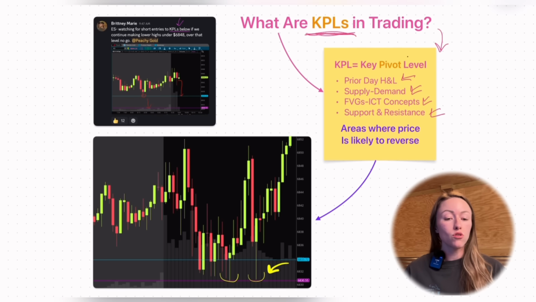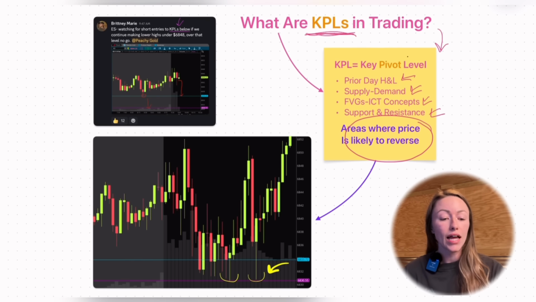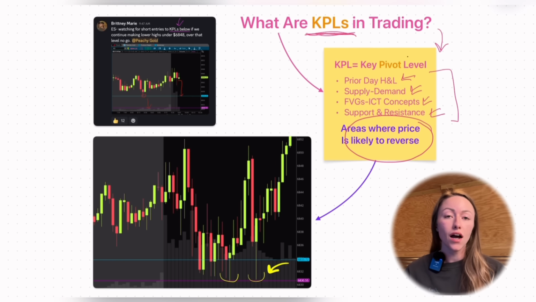All traders use pivot points and KPLs in different ways based on whatever trading strategy they have adopted or relate best to. So you're basically looking for areas where price is likely to reverse. Now, my KPLs are something that I've spent years and years perfecting and developing. I do a mixture. Sometimes I do include some of these concepts, but that is not the main place or the main reason that I am coining my KPLs.